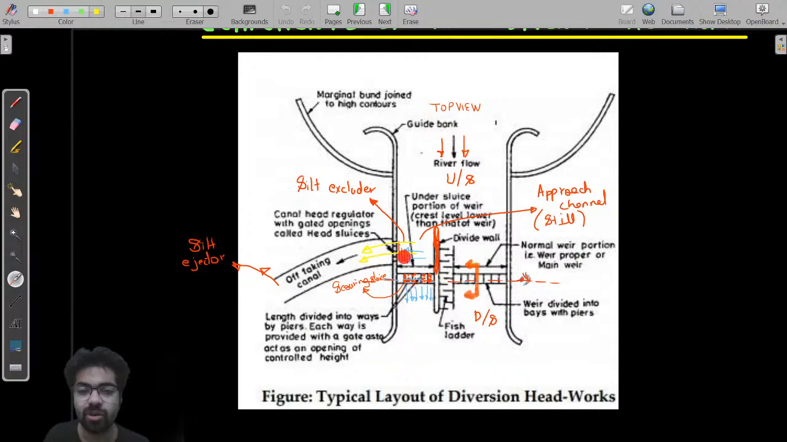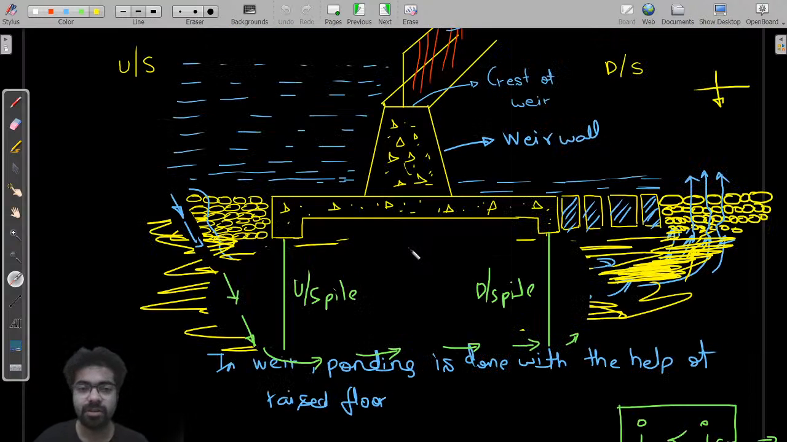Silt excluder is there on the river bed, not on the canal bed. Students are generally misguided that silt excluder is on the canal bed, but it is not so. Silt excluder is on the river bed. This is your river, this is your canal. And this is your silt ejector or extractor, which is provided some further downstream in the canal, and this is to remove the silt which has already entered the canal. No problem. So all these you remember.